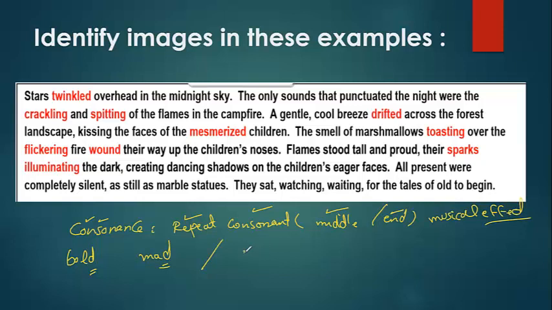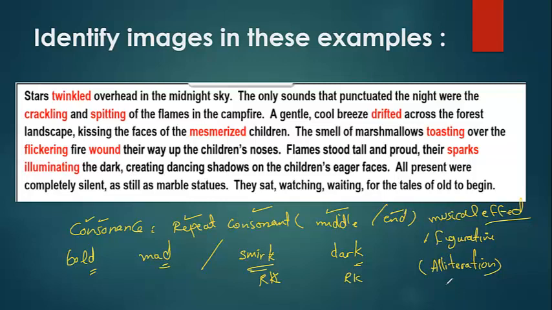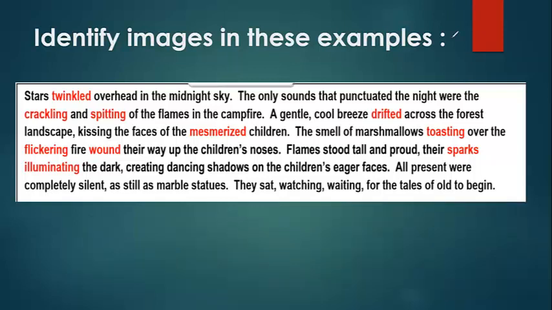If you said smirk and dark, the repetition of both sounds here is what? The RK and the RK, which are both consonant. So finally here, after using the figurative language, simile, metaphor, personification, we will use some sound devices. One of them is alliteration, which means the repetition of consonant sounds in the beginning of multiple words. And the second technique is consonance, which means repetition of consonant sounds in the middle or the end of different words. I hope everything is clear.